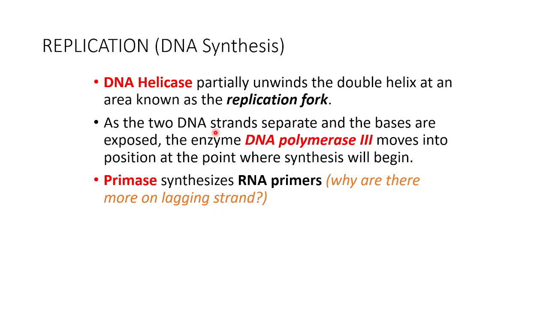We have the DNA helicase that unwinds the double helix at the area where we have the replication fork. So unwinding of those helix regions is important. Now as the two DNA strands separate and the bases are exposed, then comes the role of the DNA polymerase that moves to a position from where the synthesis begins. And how does this synthesis start? For that you need the help of RNA primers. Why RNA primers? Because these are single stranded small segments.